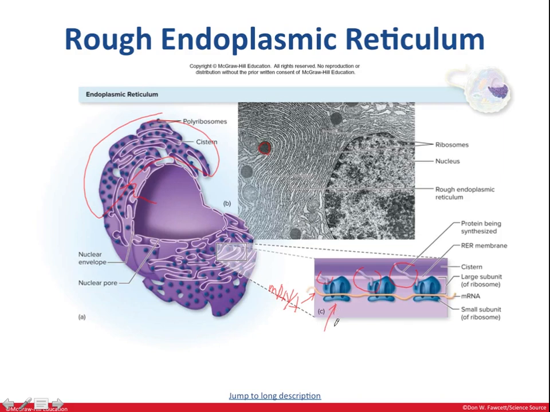So the reason multiple ribosomes attach to the mRNA is that this fashion can make the production very fast, okay? So they can make a lot of proteins in a certain time, okay?